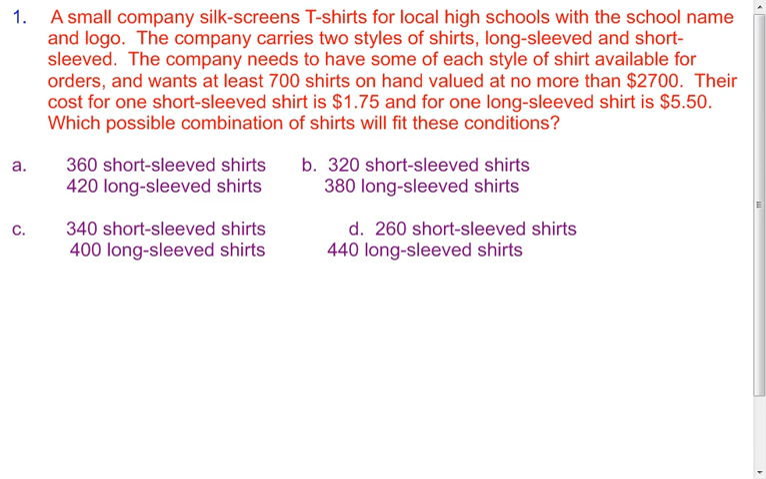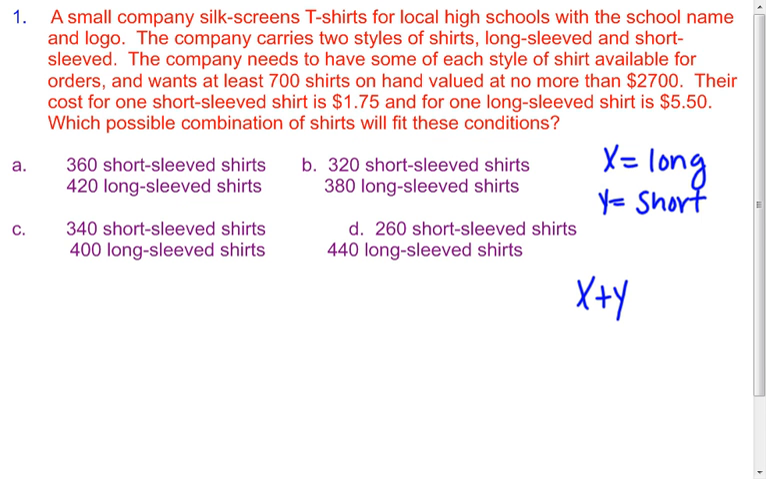All right, here we go. A small company silkscreens t-shirts for local high schools with a school name and logo. The company carries two styles of shirts, long sleeve and short sleeve. Okay? So, I don't like to use S's. So let's say X is long and Y is short. The company needs to have some of each style of shirt available for orders and wants to have at least 700 shirts on hand. So at least 700 shirts would look like this.